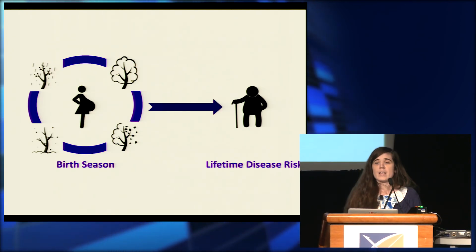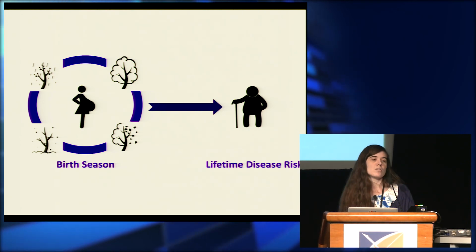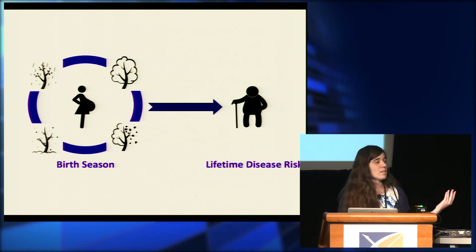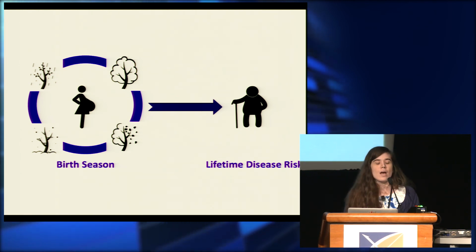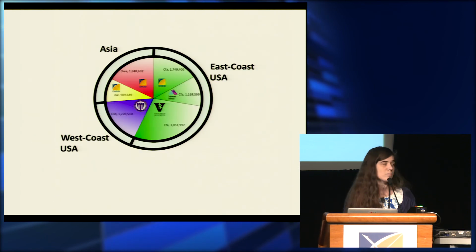So I'm specifically looking at birth season-related exposures, and this includes things like pollution. It also includes things like climate factors, anything that would have a birth seasonal component. And we're looking at the offspring risk of disease later in life.